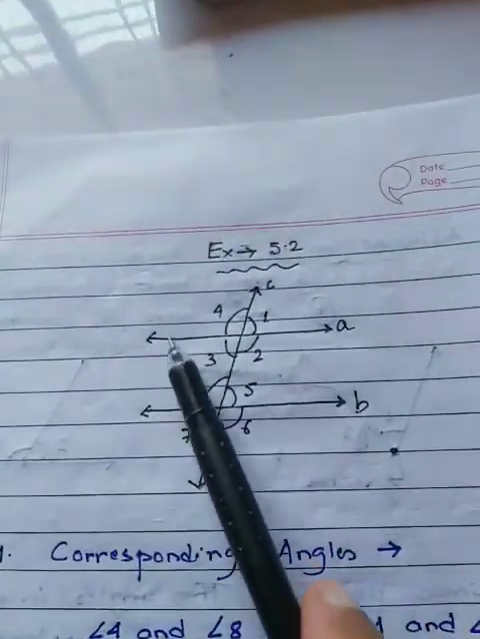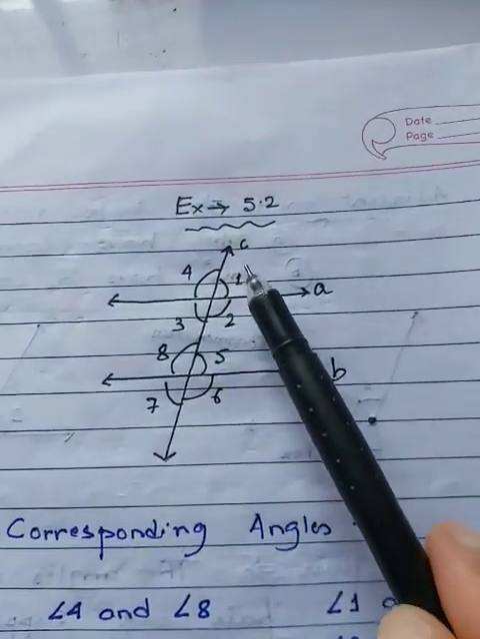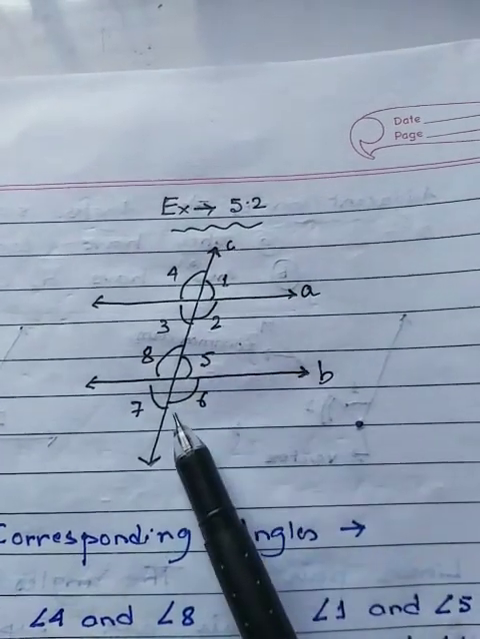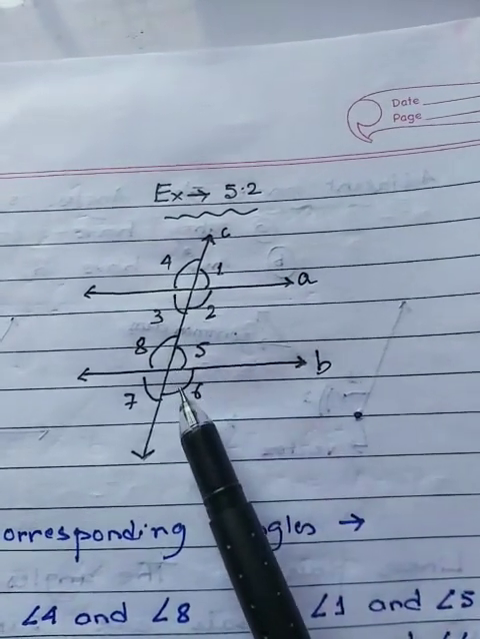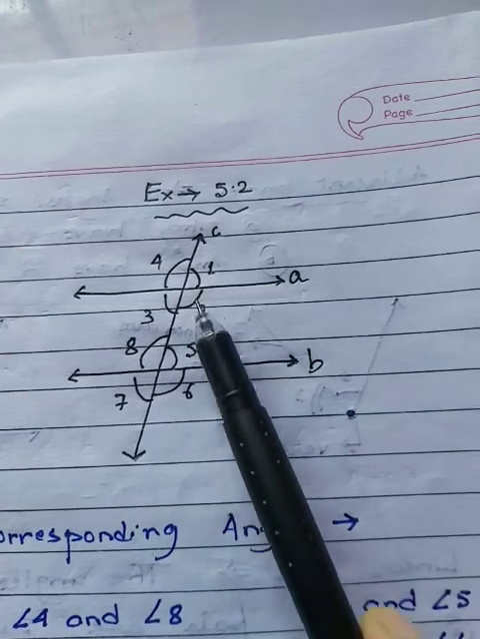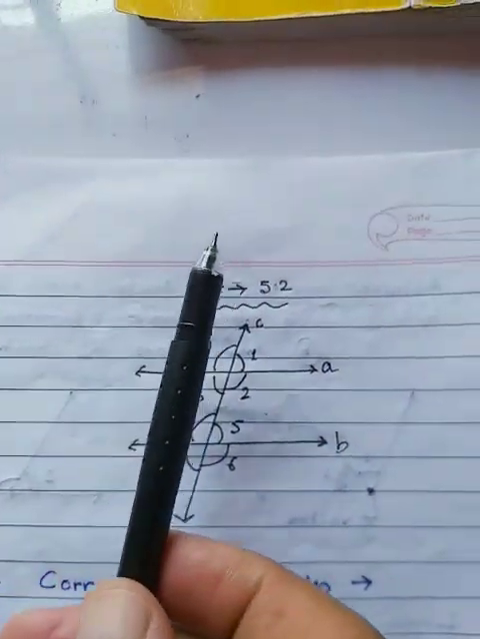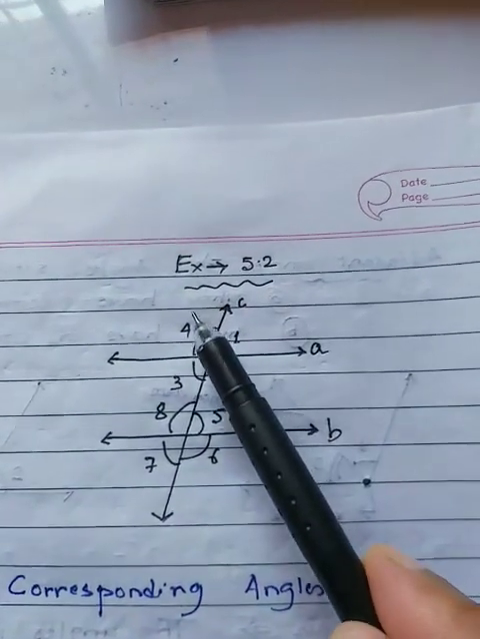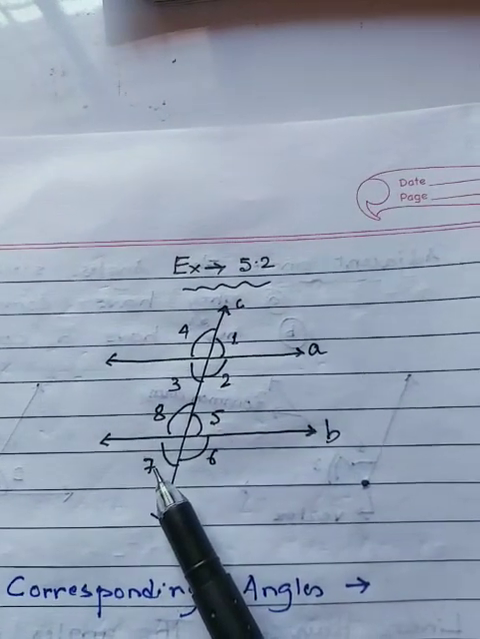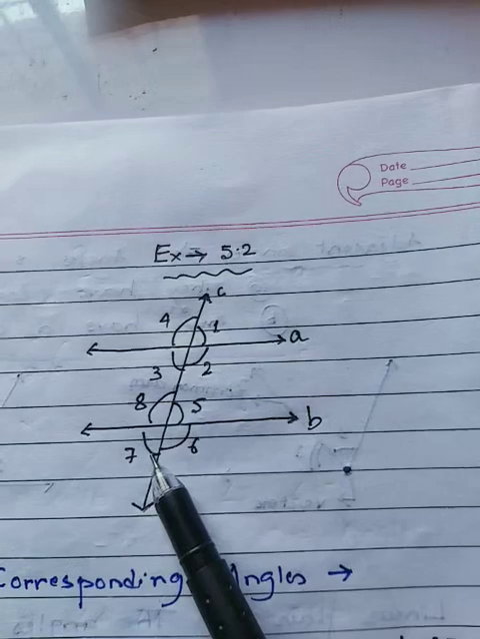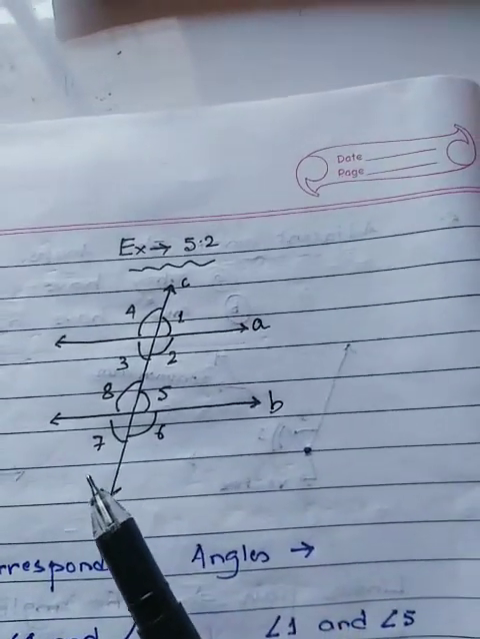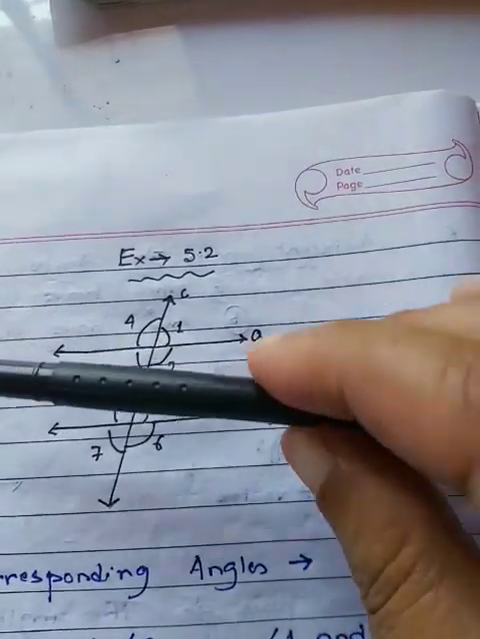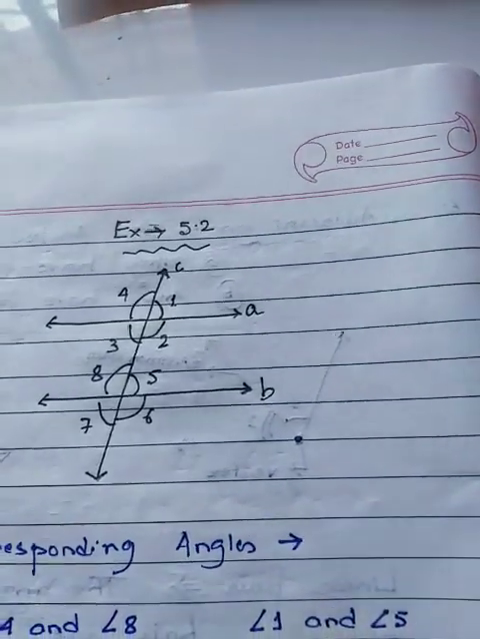Co-exterior means outside the parallel lines. Exactly. Now this and this angle would be equal to 180 degrees. Angle 1 plus angle 6 is equal to 180 degrees. Okay, they are exterior, same side of the transversal. Same side. Now let's talk about the other side. That is 4 plus 7 equals 180 degrees. It is called co-exterior angle because it is outside the parallel lines.